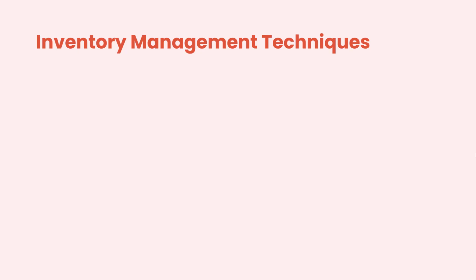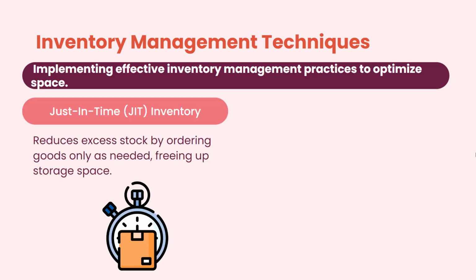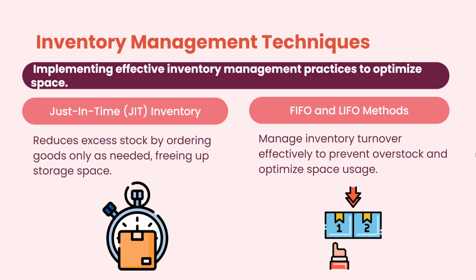Sixth is inventory management techniques, where you implement effective inventory management practices to optimize space. First is just in time or JIT. JIT reduces excess stock by ordering goods only as needed, freeing up storage space. And second is FIFO and LIFO methods, which we have already discussed in our earlier videos.